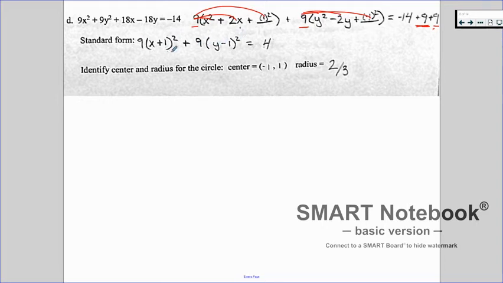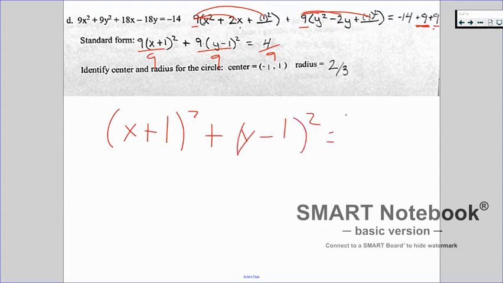Now, if we look back at our standard form, there's not a coefficient out in front there. So my next step would really be, we're going to divide everything by 9. So my answer would be x plus 1 squared plus y minus 1 squared equals 4/9. So my center is negative 1, positive 1, and the radius is the square root of 4/9. The square root of 4 is 2, the square root of 9 is 3, so the radius is going to be 2/3.